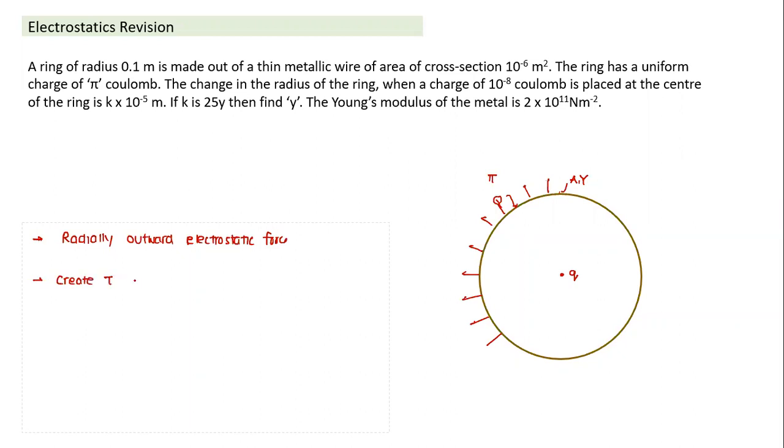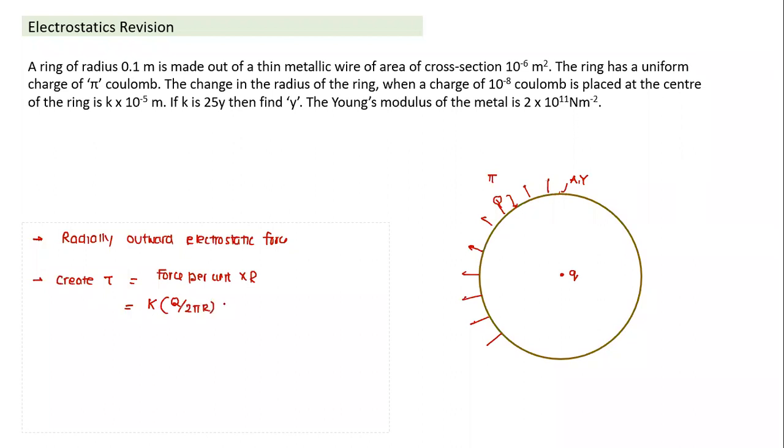What is tension in the ring? I will not repeat it again. The tension in the ring will be equal to force per unit length into R. That's the tension. What is force per unit length? We are just calculating magnitude. The force per unit length will equal K into charge per unit length. And what will the charge per unit length be? Charge per unit length will be equal to Q divided by 2 pi into the radius of the ring.